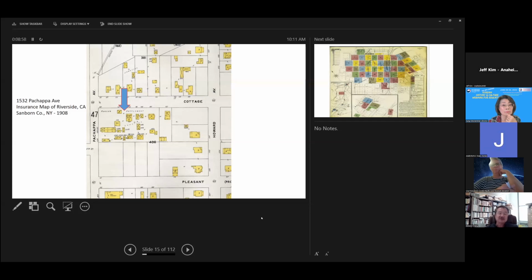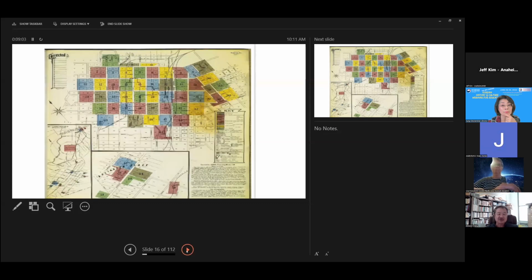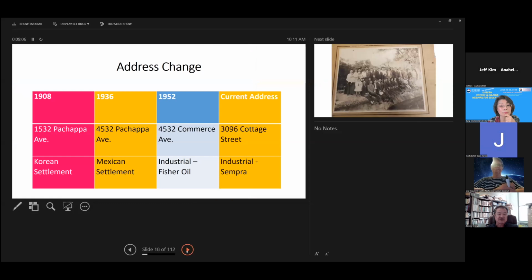So I decided to look into it. Maybe I could write an article, maybe. I began looking into it. And this is the physical address change that I was able to uncover. In 1908, it was 1532 Pachappa Avenue. Since then, it changed, and today it is 3096 Cottage Street.